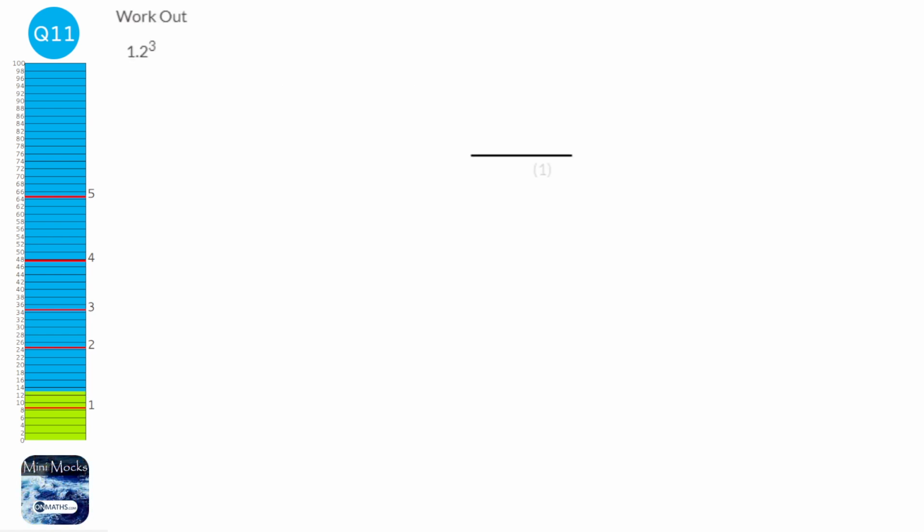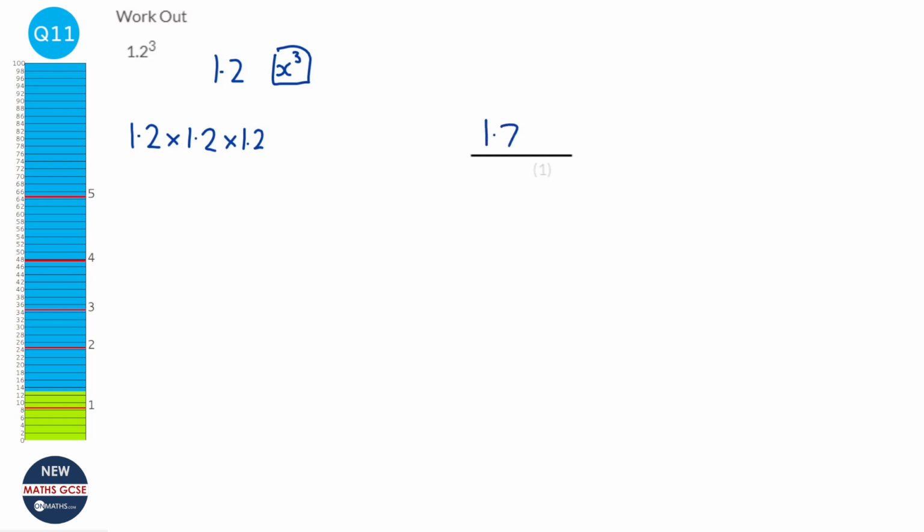So we can either use the calculator to work out what 1.2 cubed is, or we can do 1.2 times 1.2 times 1.2. Now if you want to use the calculator to go straight there, you're going to type in 1.2, and then normally there's a button that looks like this, x with a little 3, and that will give you the answer. Or if you're not sure how to do that, you can times it by itself 3 times, and you get the answer 1.728.